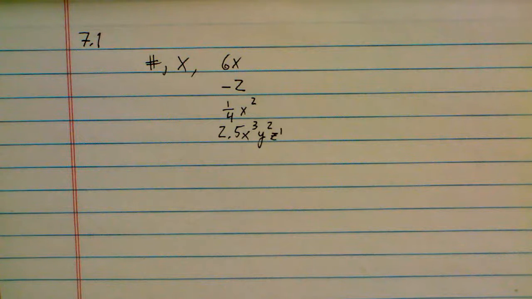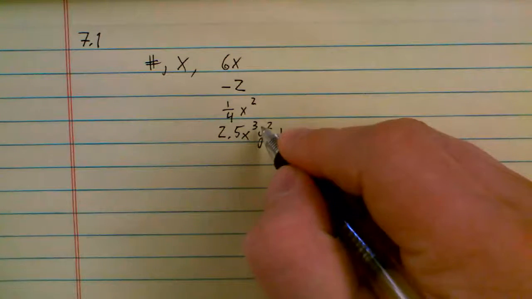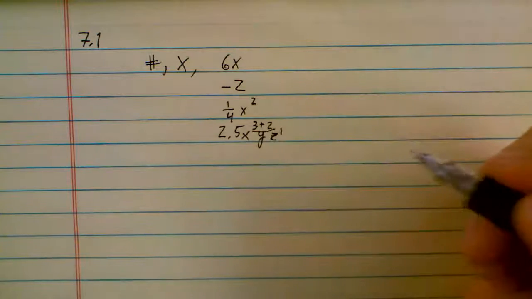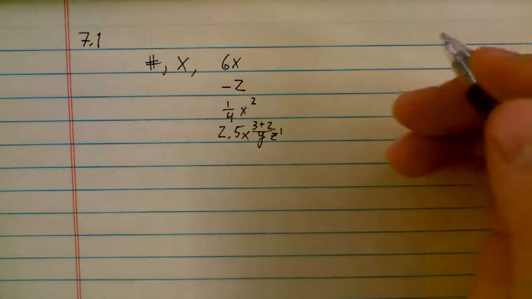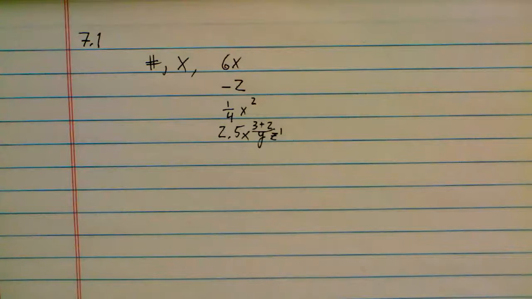Basically, what this boils down to is we're going to be finding the value of adding up these exponents together to find out what they add up to. We're going to find the degree of the monomial. That's going to help us solve some things in the future.